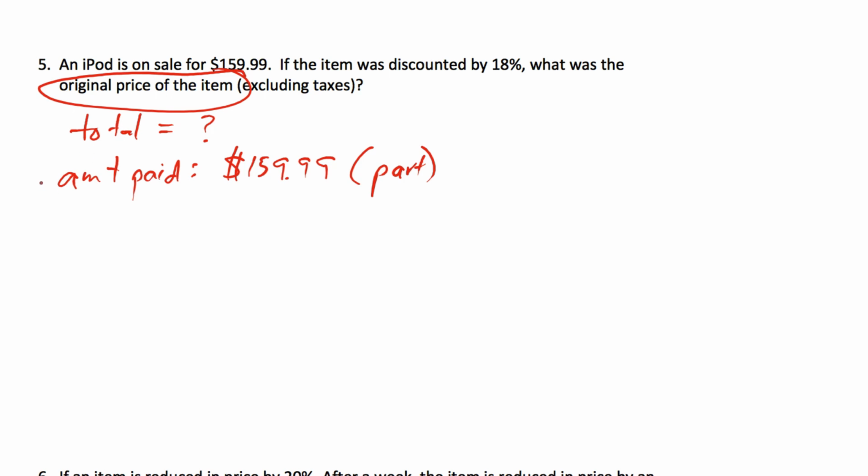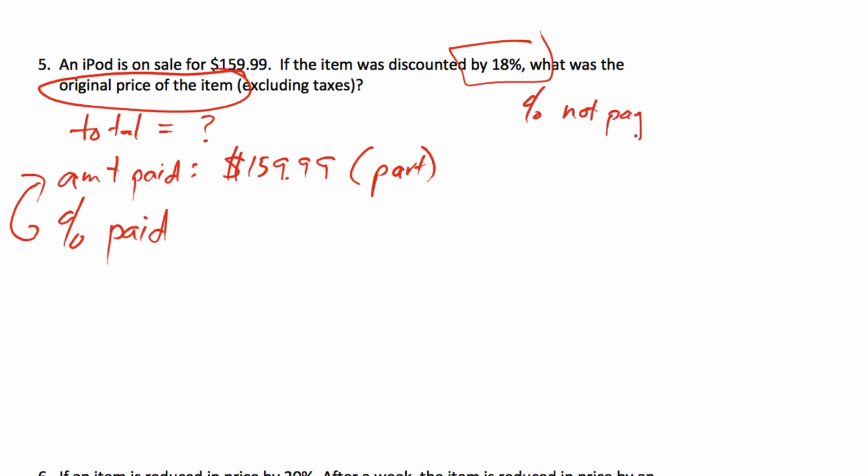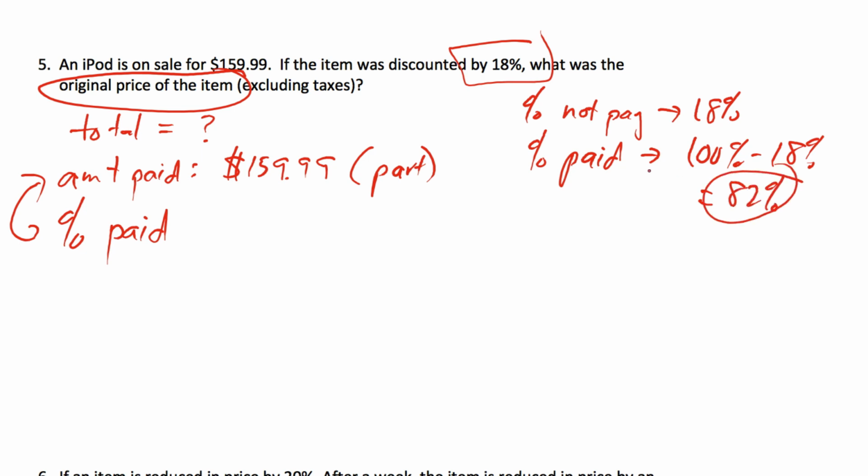And so since we have the amount that we paid for, what we're going to need to know is the percent that we paid. Well, what we know here is the percent of discount. This is the percent we did not pay. We did not pay 18%, which means that the percent we did pay would have to be 100% minus 18%. In other words, we paid 82%. Remember, I'm calculating this because these two things go together. The percentage of what you know is going to be the amount of what you know or need.